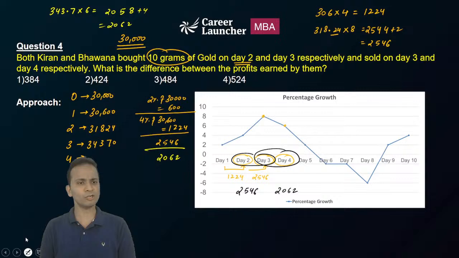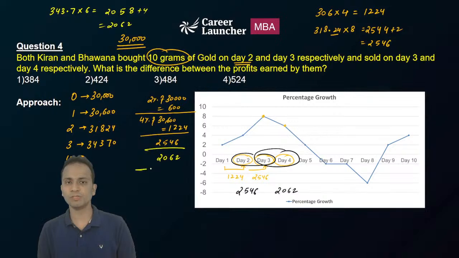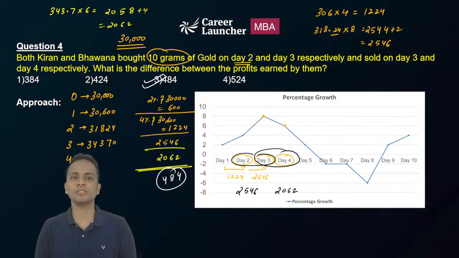Okay, now check the difference between these two numbers, 2,546 and 2,062. So I'll write the difference between these two numbers. Okay, so difference between these two numbers, it is clearly calculable. Okay, easily calculative hai ye. So 4 and 8, 4. So 484. That is option 3 is the correct answer, right?